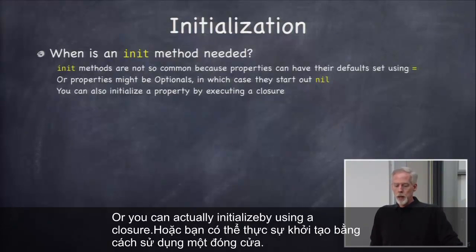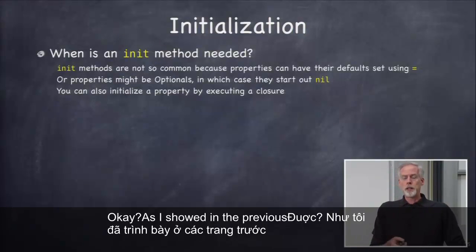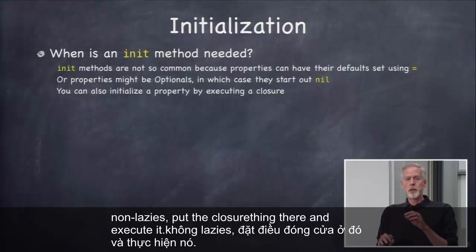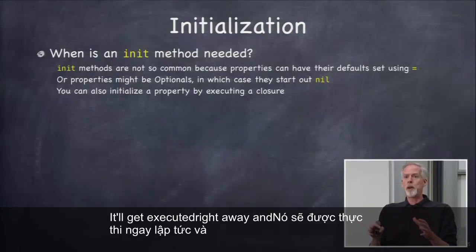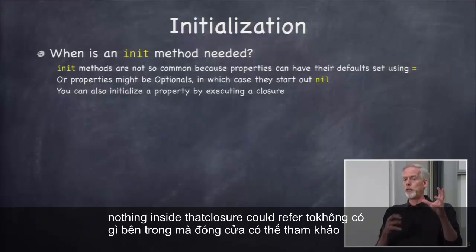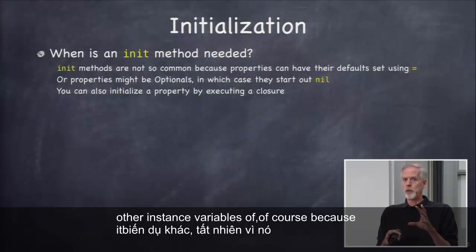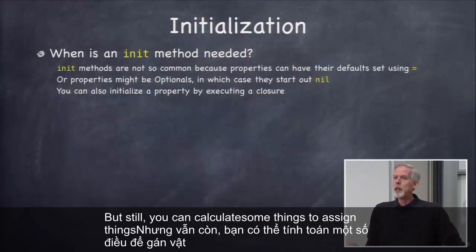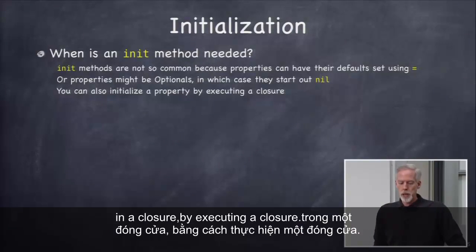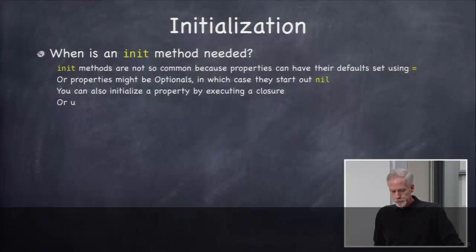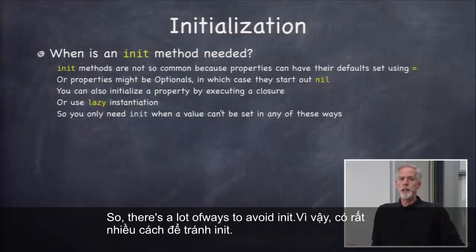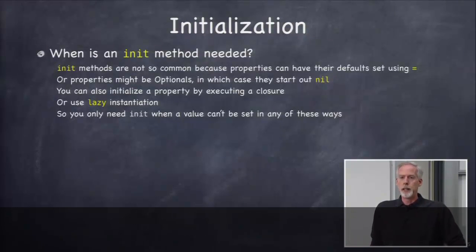Or you can actually initialize by using a closure. As I showed on the previous thing, that lazy thing, you can do that for non-lazies, put the closure thing there and execute it. It'll get executed right away, and nothing inside that closure could refer to any other instance variables, of course, because it would be executing before the initialization was done, but still, you can calculate some things to assign things in a closure by executing a closure. Or you could just use the lazy mechanism to avoid needing an init. So there's a lot of ways to avoid init.